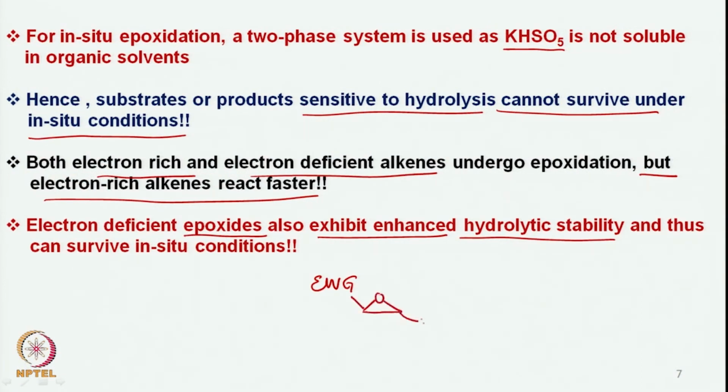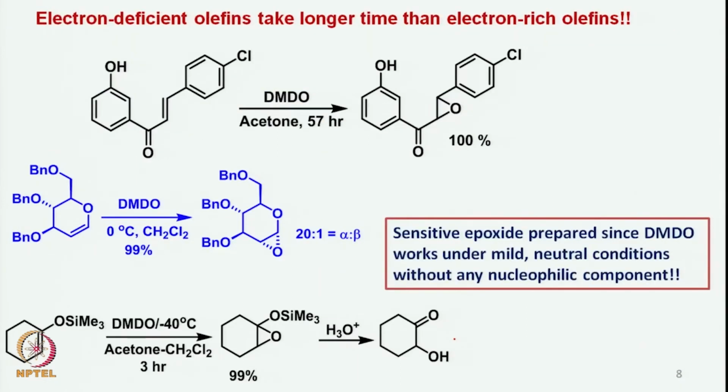Say for example, if you have an electron withdrawing group here on the epoxide and you have another electron withdrawing group here, obviously this formation would be somewhat slow, but then during the hydrolysis this bond would not easily be breaking because we will be generating here some positive charge, and that would be next to the electron withdrawing group. So, there is an advantage of hydrolytic stability once the epoxide is formed after the epoxidation of electron deficient olefins has occurred. Now, electron deficient olefins, as I mentioned, take longer time.